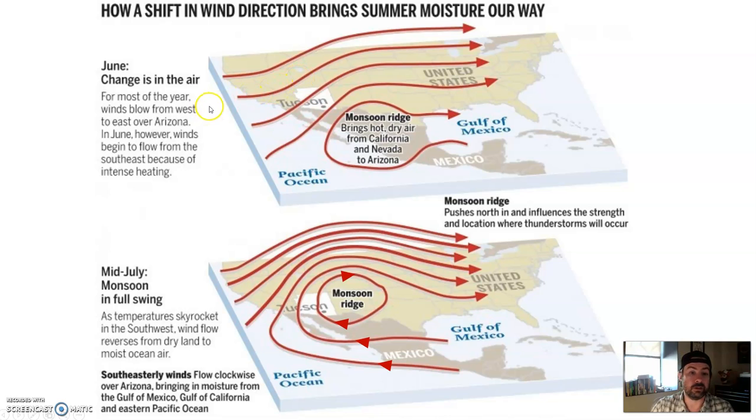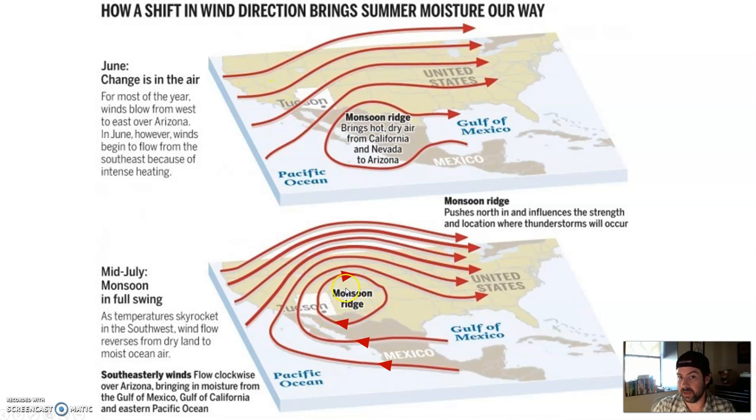October through June, you get air moving over California into Arizona. It's very dry. Any moisture that was in the air is lost in California on the way to Arizona. And so we typically have very dry air, so we don't usually get a lot of precipitation.